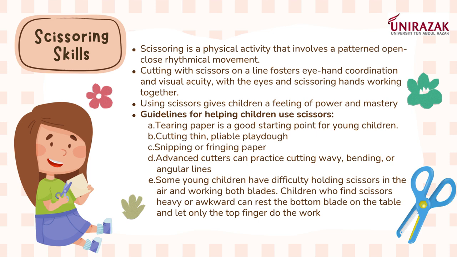Today, we explore scissoring skills in child development, which enhances eye-hand coordination and visual acuity. Scissoring involves rhythmic movements that empower children. Here are guidelines to support learning. Start simple with tearing paper. Use pliable materials like thin Play-Doh. Practice snipping to refine skills. Progress to cutting complex shapes. Children can rest the bottom scissor blade on a table to make it easier to cut. Developing these skills is vital for fine motor skills and coordination, so encourage interaction and share experiences.